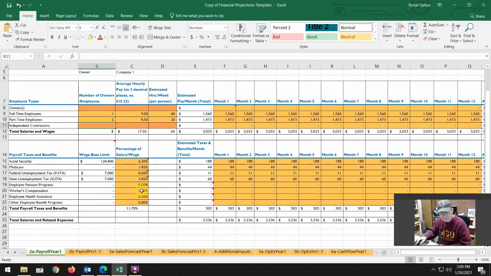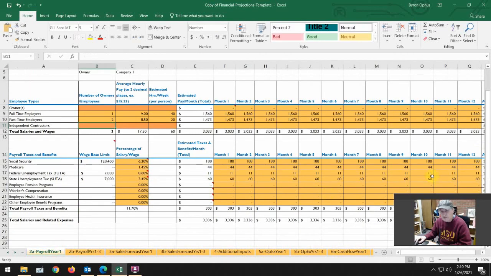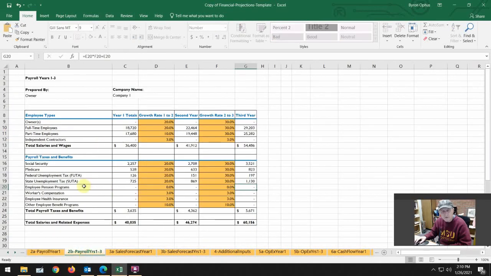Okay, so again, a few orange spaces up here that you're going to fill in, the workers' comp, maybe some changes over here depending on your business. We get to page 2, or payroll for years 1, 2, 3. This is year 1. This is just taking the totals from your prior page, right? Let's go to the end there, and it would be the totals.